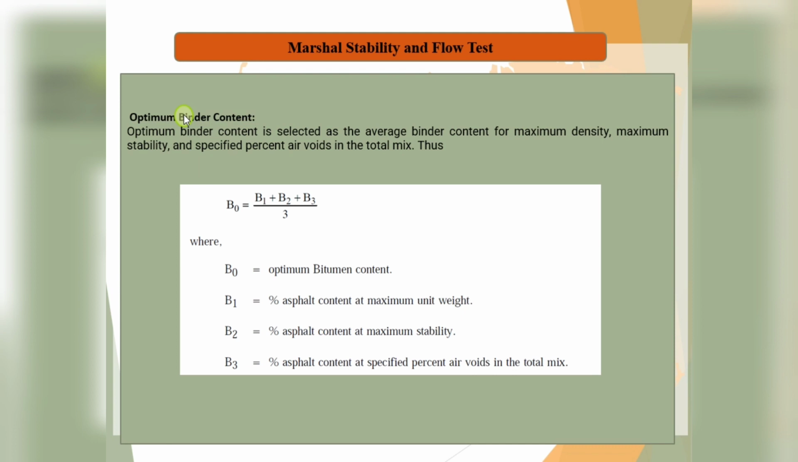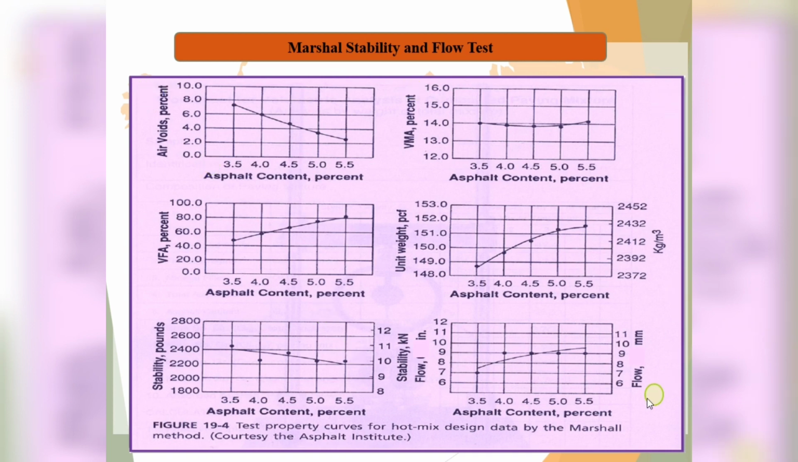Okay, so after that is the optimum binder content, which we need to find at the end of the result. Its formula is B1, B2, B3, where B1 is the optimum binder content, the percent asphalt content at maximum unit weight, and the same with B2 and B3. So here is a chart by which we can compare our values by percentage of VMA, VFA, and the same as flow rate and stability, to check where the graph line will show us.